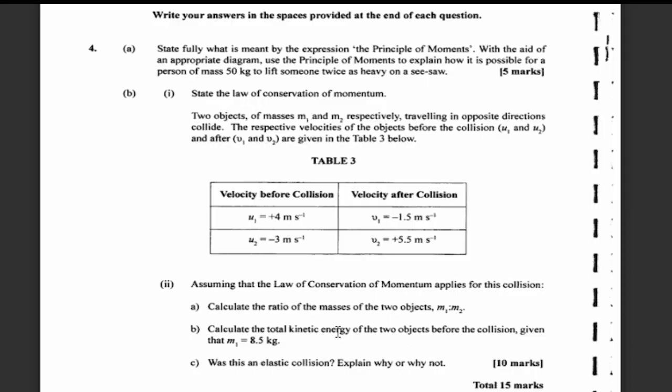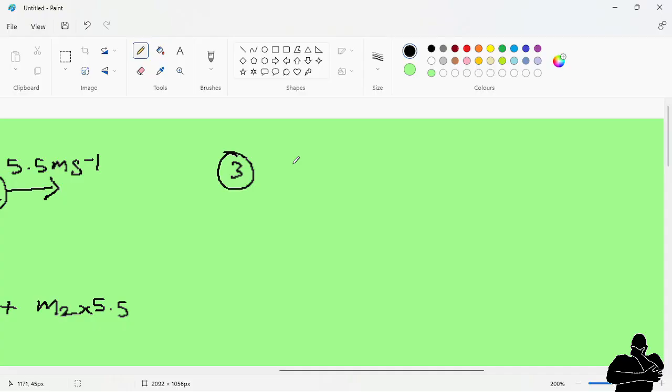Now it says calculate the total kinetic energy of the two objects before the collision, given that m1 is equal to 8.5 kilograms. Kinetic energy is equal to half mv squared. That's a formula for kinetic energy. Now, if they want us to find the kinetic energy before the collision, we would need to know the masses of the two objects before the collision as well as their velocities.